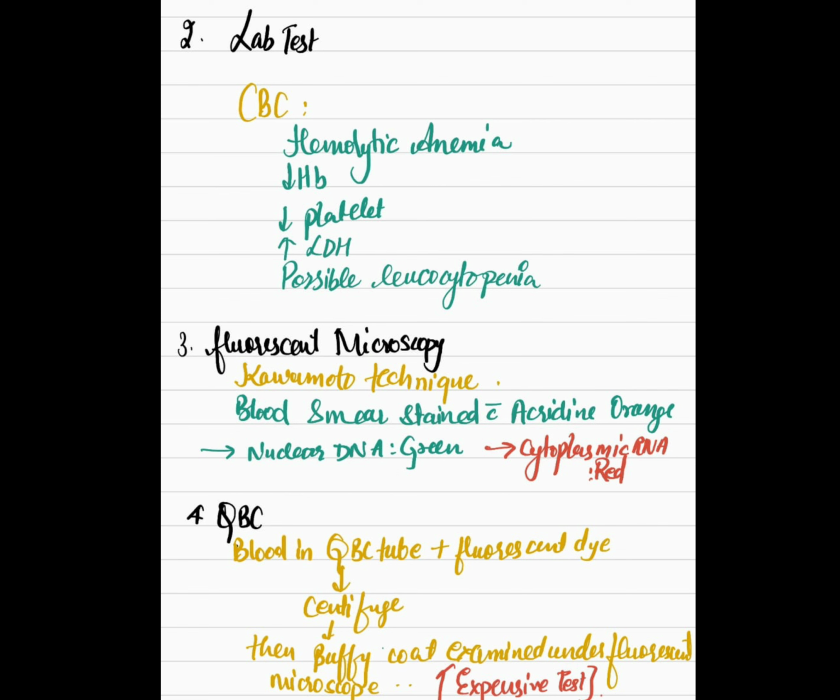Then comes the QBC, quantitative buffy coat. In this, blood is taken in a QBC tube with fluorescent dye and centrifuged, and then the buffy coat is examined under the fluorescent microscope for parasites. It is a very expensive test, so it is not commonly done.